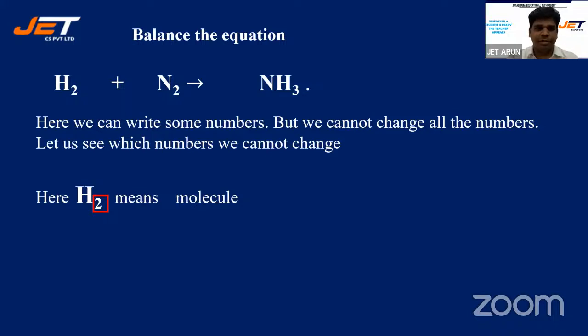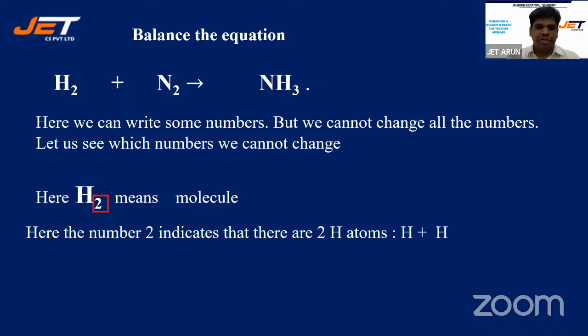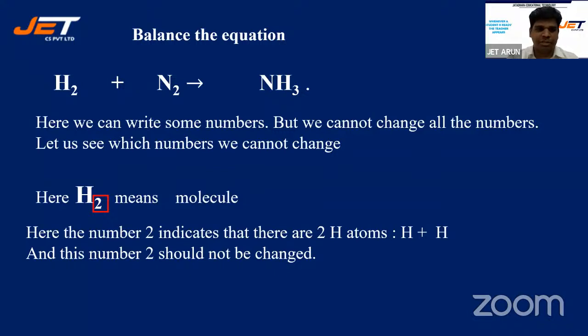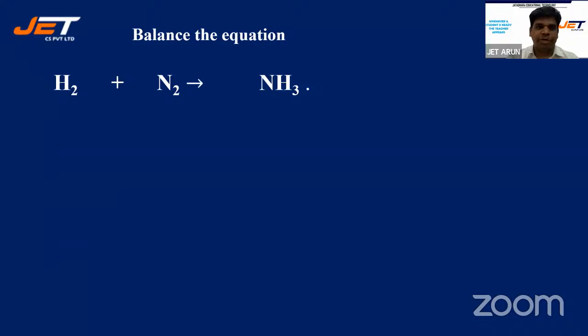Molecule is a unit. Here 2 indicates that there are 2 hydrogen atoms, H and H, which are bonded together. This number should not be changed. Remember, these subscripts cannot be changed. Similarly, in NH3, the 3 cannot be changed, and in N2, the 2 cannot be changed. So this is very important: these numbers cannot be changed. Let's go forward.